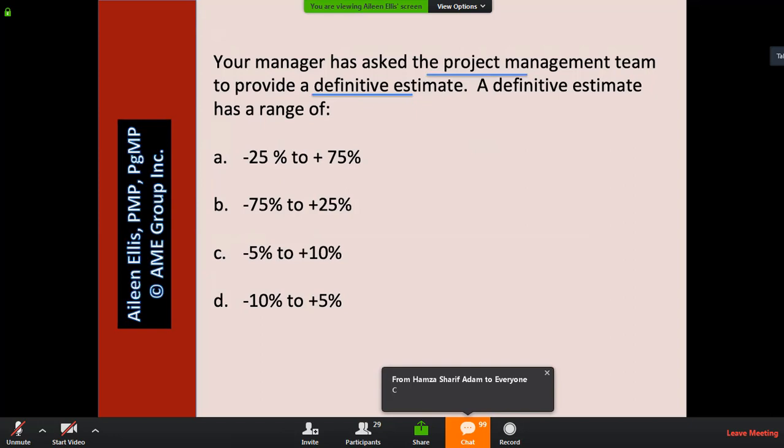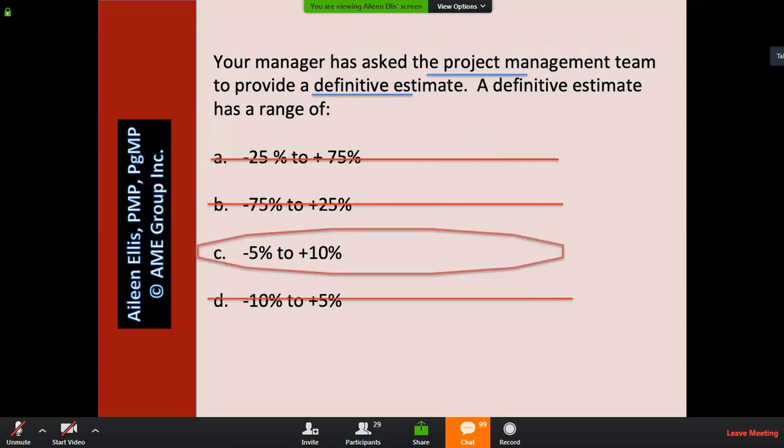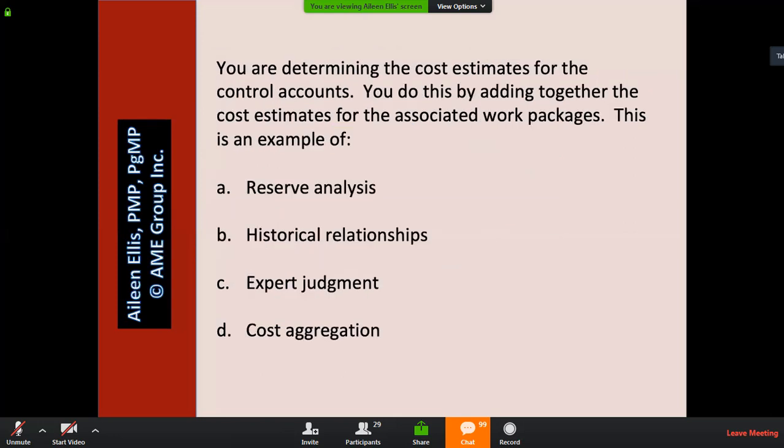So a definitive estimate is an estimate we would develop when we have more information. It will have a tighter range than a rough order of magnitude. A, minus 25 to plus 75%. That's the range of a ROM. B makes no sense. Your underrun number would never be greater than your overrun number. C is the definitive estimate, minus 5 to plus 10%. D makes no sense again. You'd never have an underrun number bigger than an overrun number.